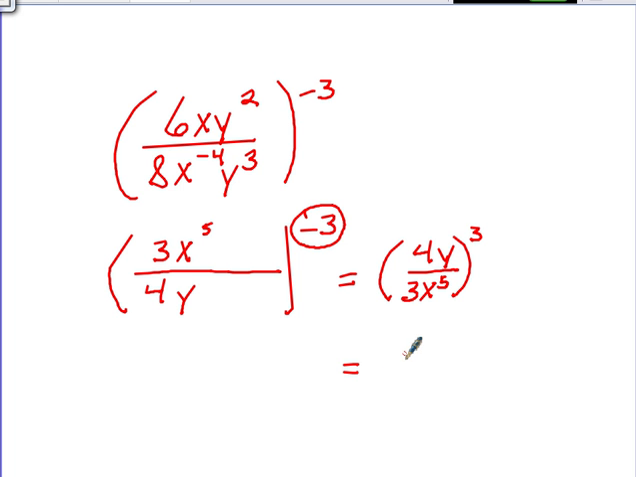4 to the 3rd is 64. Y to the 3rd is y to the 3rd. 3 to the 3rd is 27. And x to the 5th to the 3rd, power to power, multiply. X to the 15th.